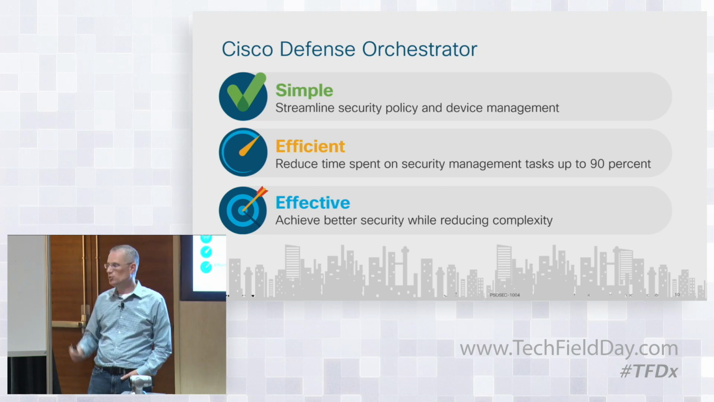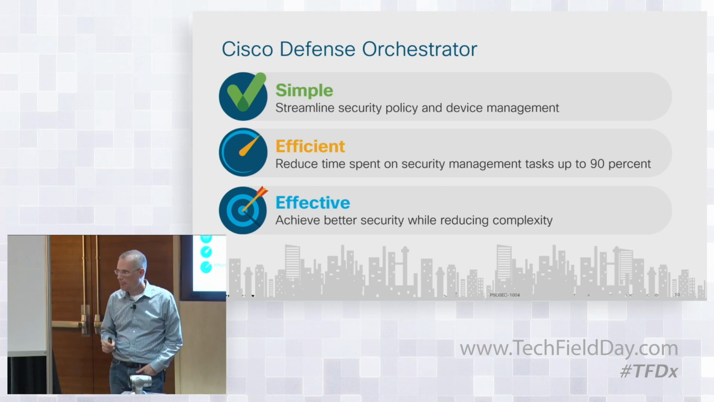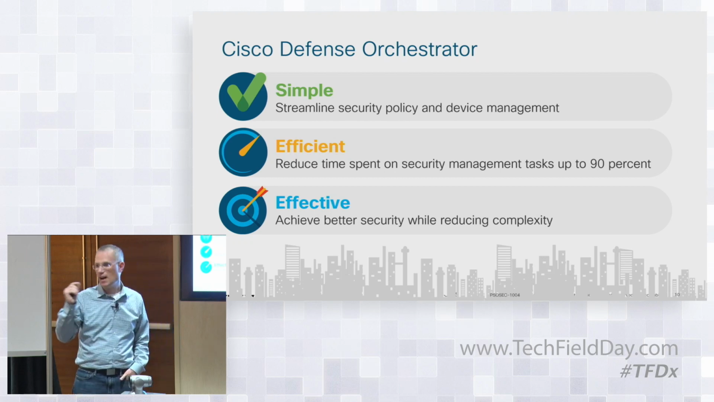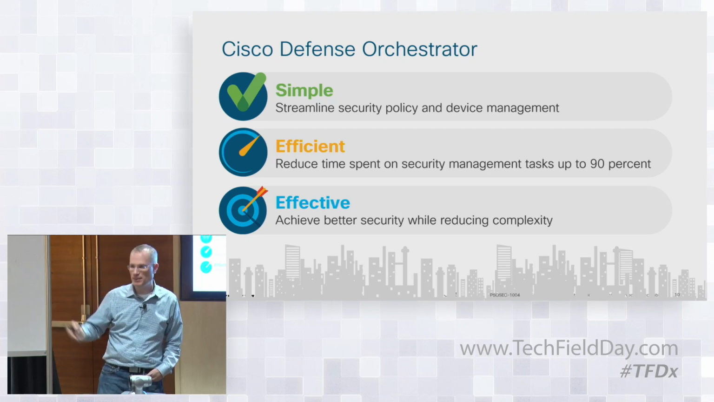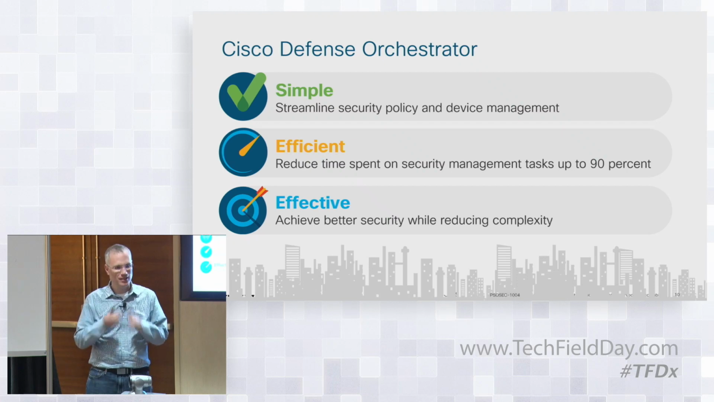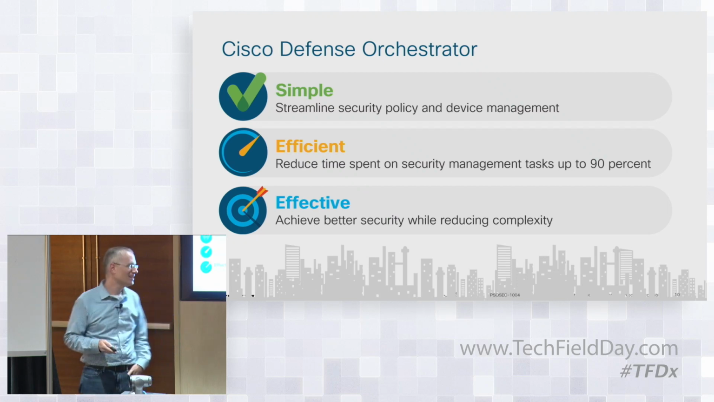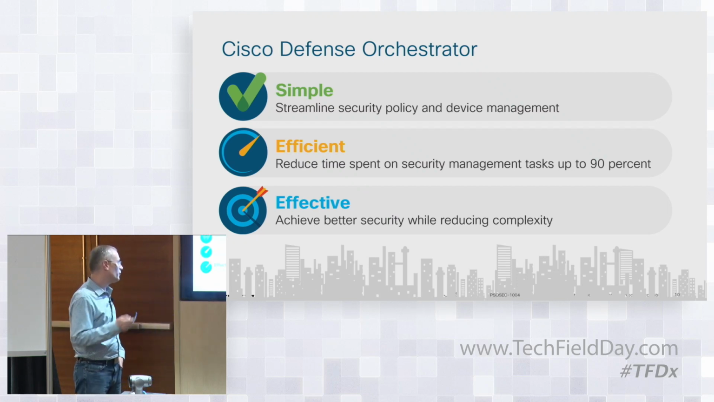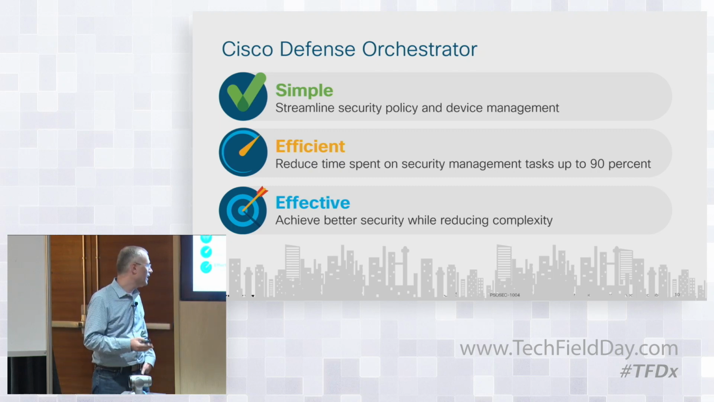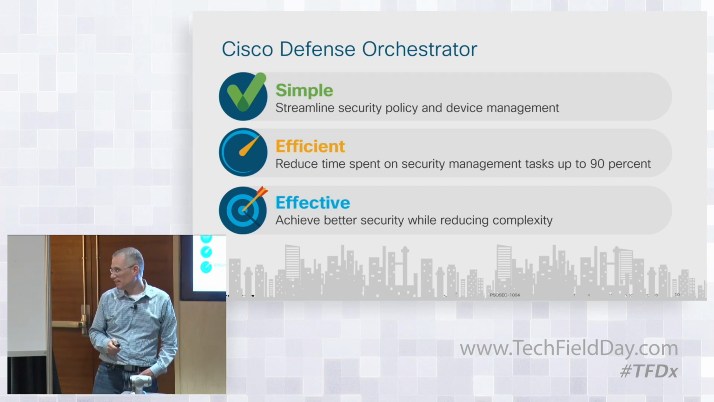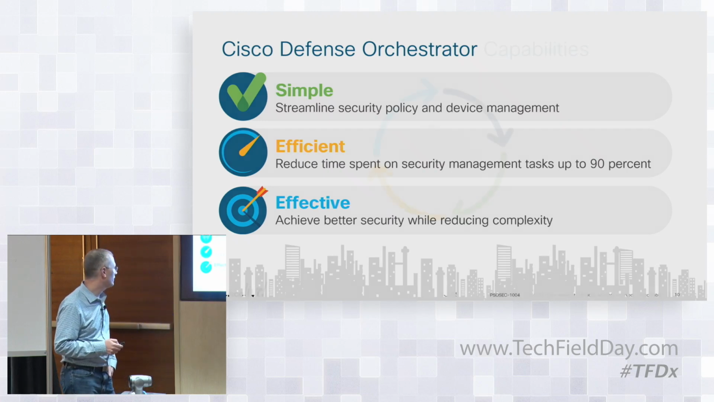Second, efficient: how do we reduce time and reduce risk? Activities like upgrades of all your ASAs. We have customers with over 1,000 of them. It took them days just to get up to speed. Why not just click a button and deploy it all at scale? And make it, of course, effective by adding more security and reducing the complexity of that.